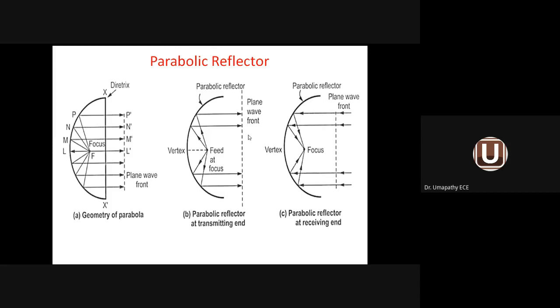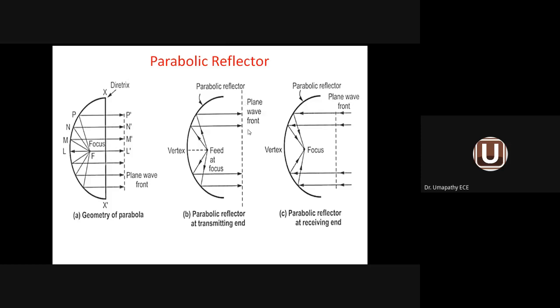Second one, we are having a feed. Feed means primary element, primary antenna, active element, preferably a dipole, horn antenna or slot antenna. So at this place, the feed will be placed. The feed will be giving the radiation, giving the energy to the parabolic reflector. This point is called the vertex. Once the rays fall on the reflector, they will be reflected back.